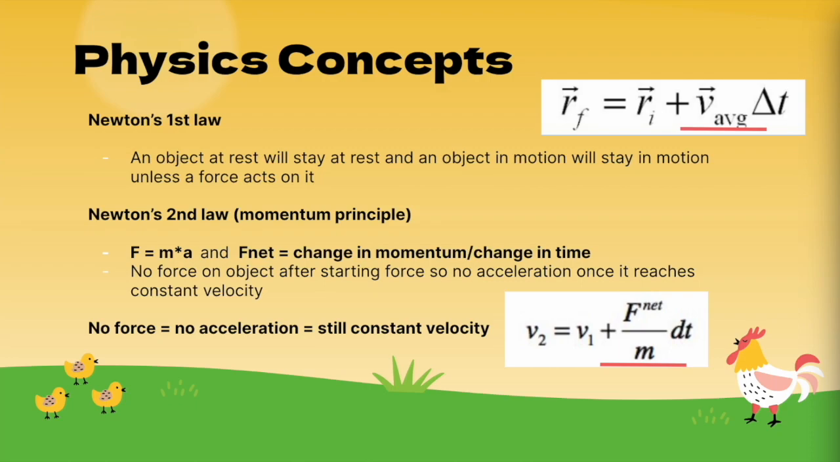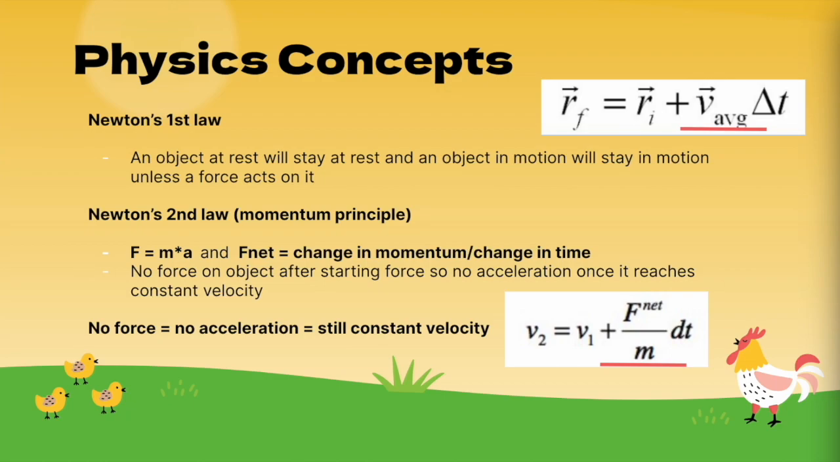For this experiment, we'll be using two equations from these laws. The first equation being the one in the top right, which is the position update formula. This has that the velocity average times the change in time plus the initial position equals the final position. For this, instead of the average velocity, we'll be using the initial velocity found in the experimental model.